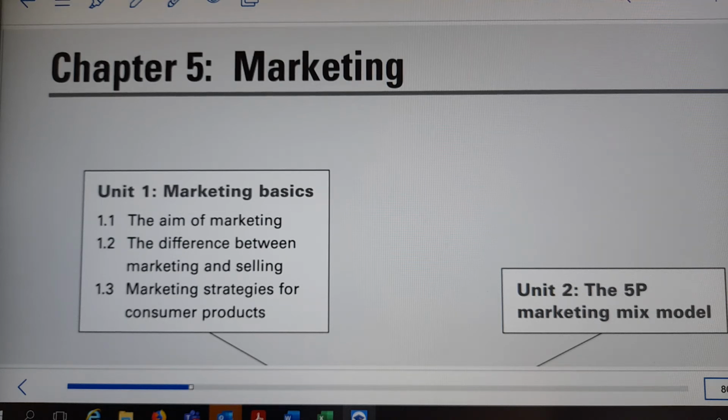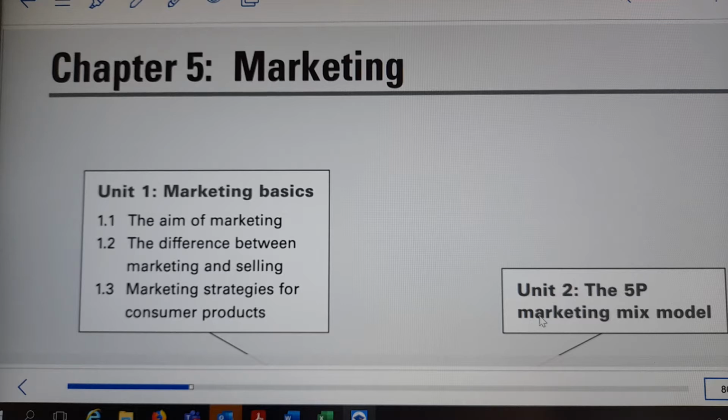Hi everyone, we are still on chapter number 5, Consumer Studies grade 10, and we are looking at marketing. Previously, we have covered unit number 1, where we looked at the aim of marketing, the difference between marketing and selling, marketing strategies for consumer products, and we looked at two marketing strategies, which was segmentation marketing and target market.